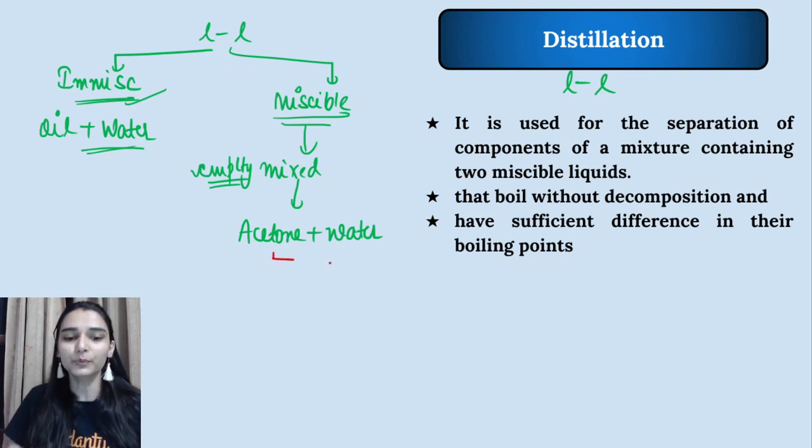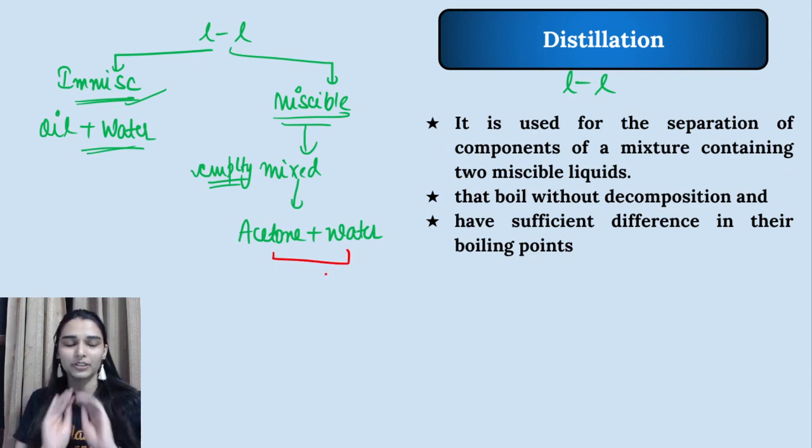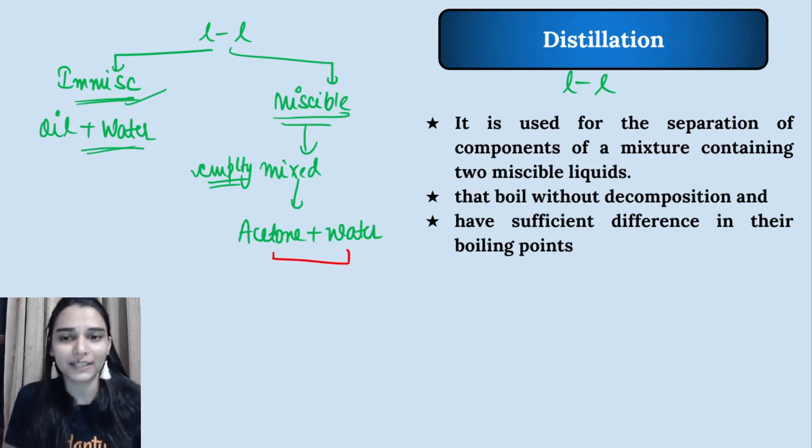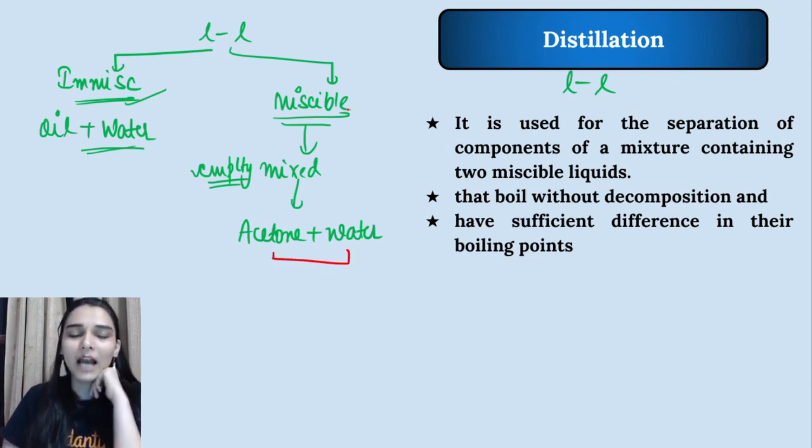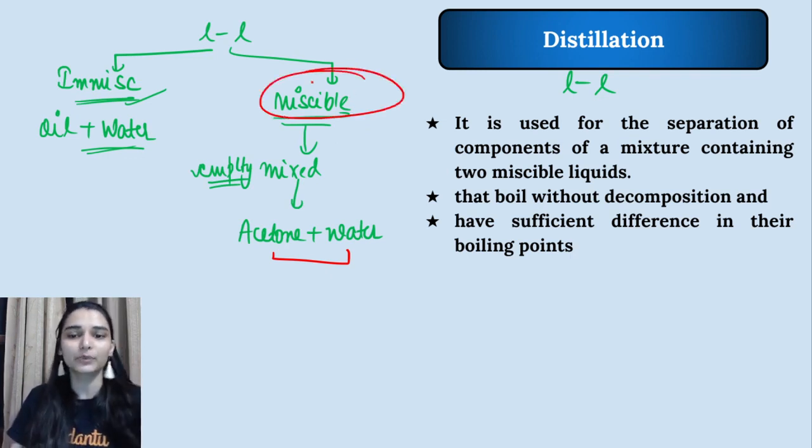Okay, they are completely mixed into each other. Just see, it appears to be homogeneous, you can say. So what happens here? First of all we are discussing the miscible liquid mixture. For that we have a technique that is known as distillation.